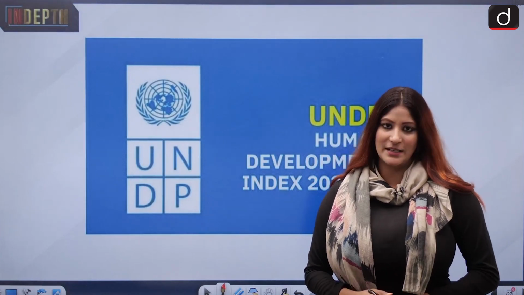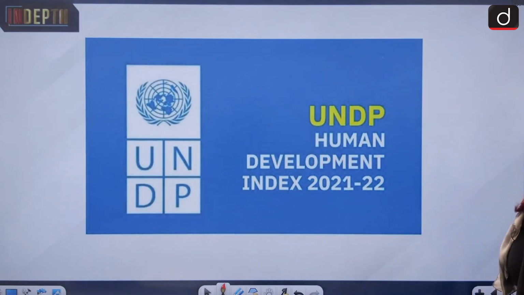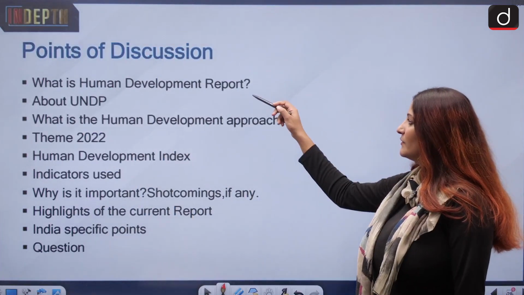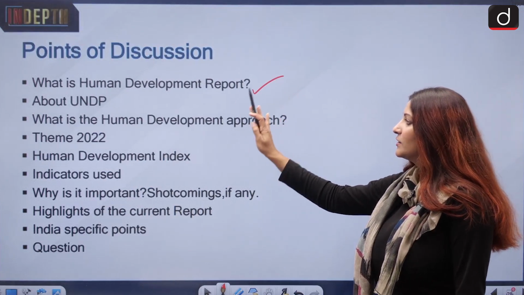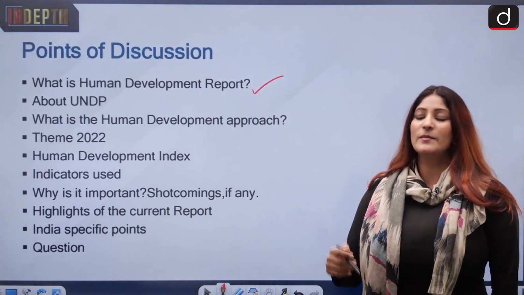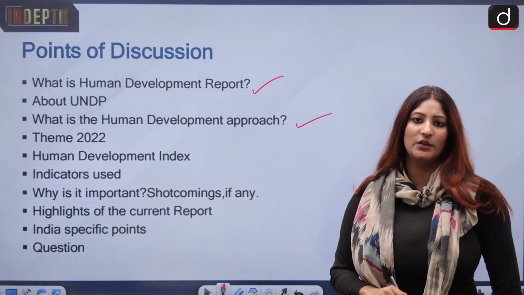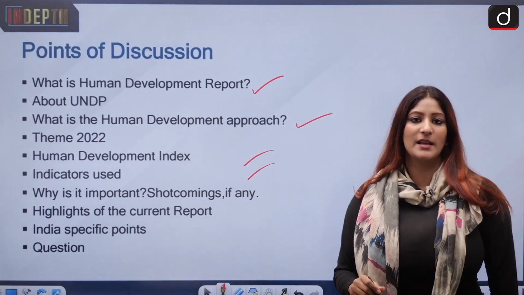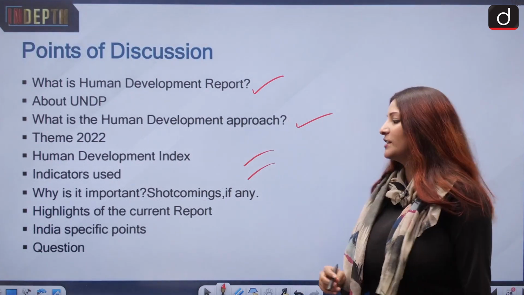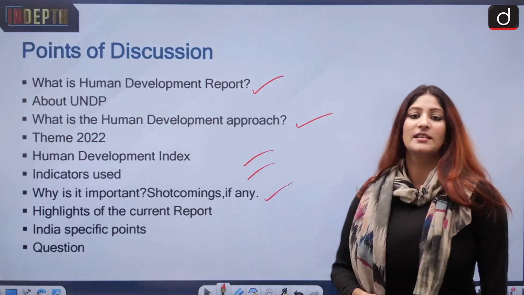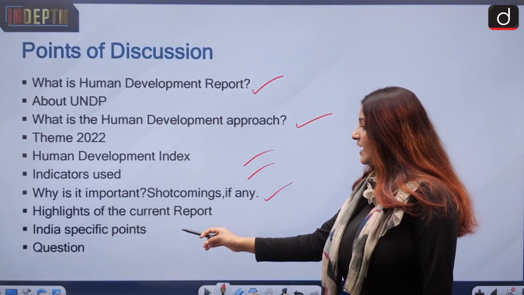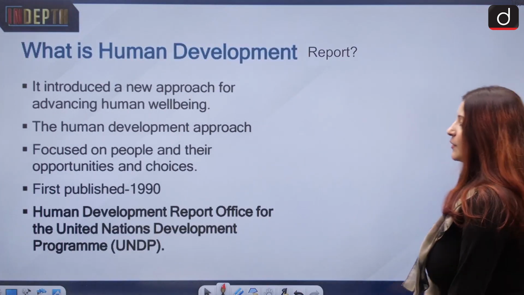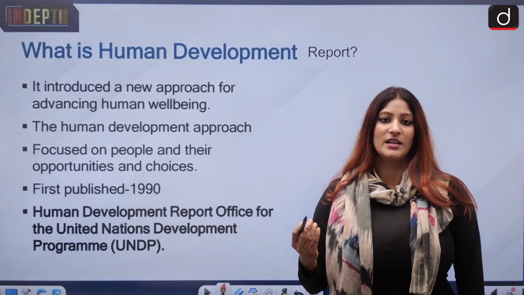Today we are going to bring you from the depths the United Nations Development Programme Human Development Index. The United Nations Human Development Index is actually a part of the United Nations Human Development Report. From here to what is UNDP, what is the Human Development Approach, the theme of 2022, the Human Development Index, indicators used, and why is it important that we have these kinds of reports and indices? Are there any shortcomings? The highlights of the current report, where India stands, and India's specific points will also be discussed along with a prelims question.